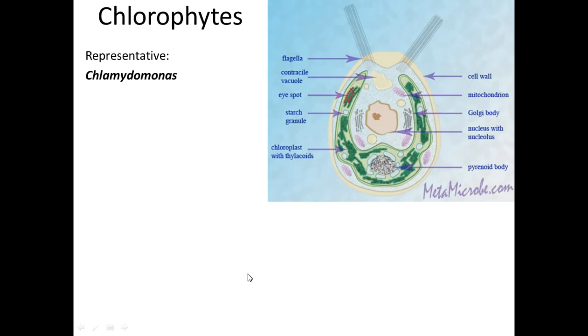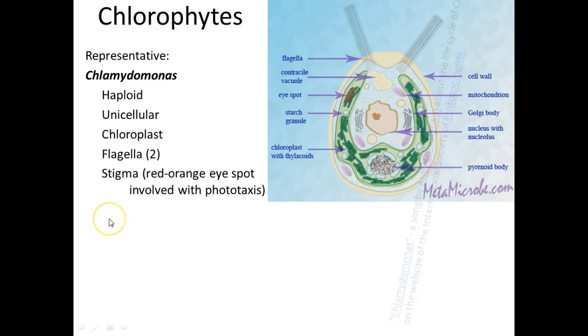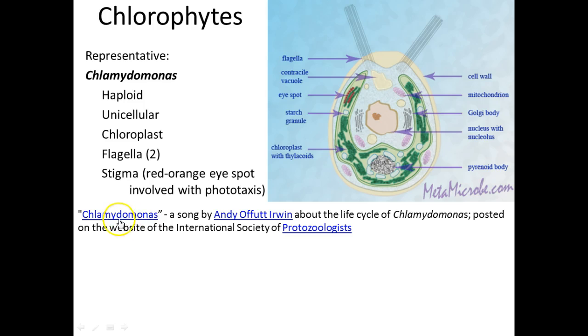And I have this awesome thing that I found on the internet for Chlamydomonas. These guys are really unique, little single-celled, and again, they swim around like crazy. They look like little balls running around when you see them in culture. Right here I have a link to this funny little song that this guy Andy did. If you have time, click on the link to it. It's so cute.